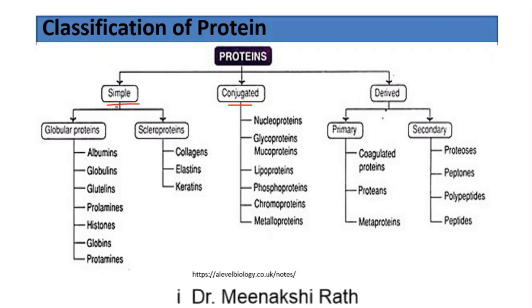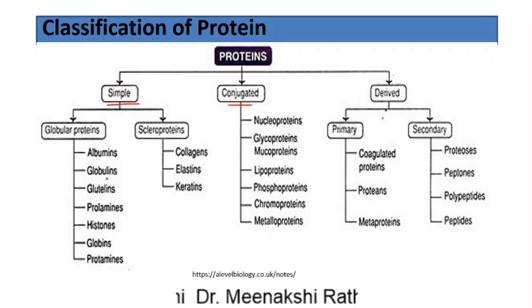Simple protein is of two types based on their shapes. One is globular protein and the other is scleroprotein. As per the name, globular proteins are spherical or oval in shape, soluble in water or other solvents. Globular proteins are digestible proteins. Some examples of globular proteins are albumins, which are present in egg and milk.